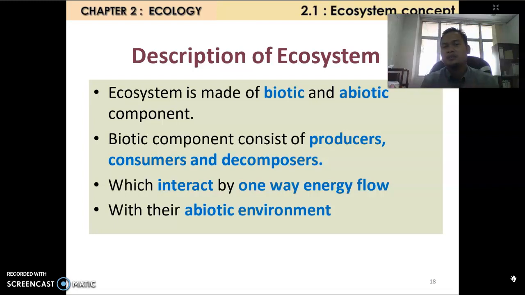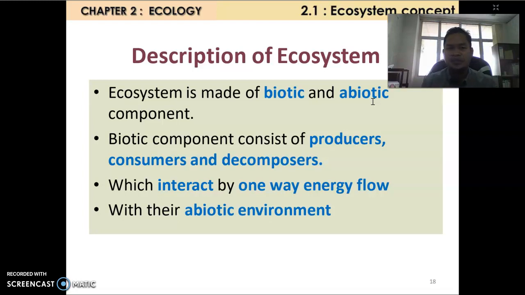So hari ini kita akan tengok bagaimana description of ecosystem for more details. An ecosystem consists of biotic and abiotic components. Biotic means living thing. So highlightkan elok-elok living thing, benda hidup. And abiotic is about non-living thing. Highlight elok-elok, this is non-living thing. Both of them make up the components of the ecosystem.